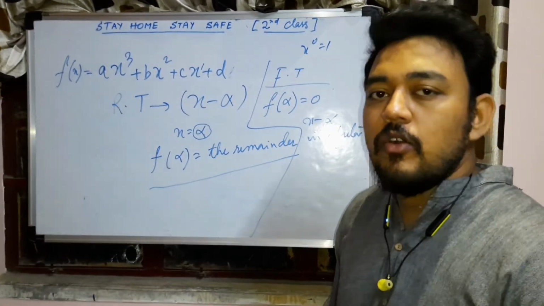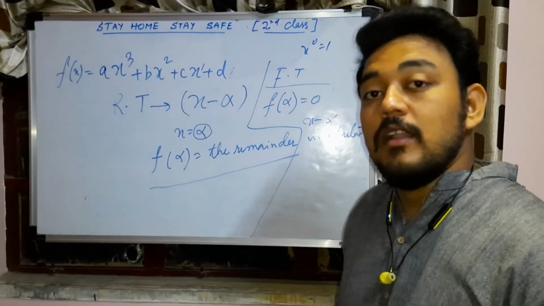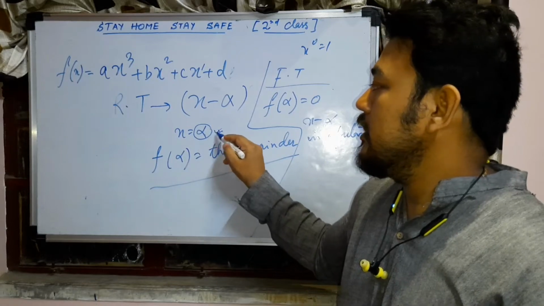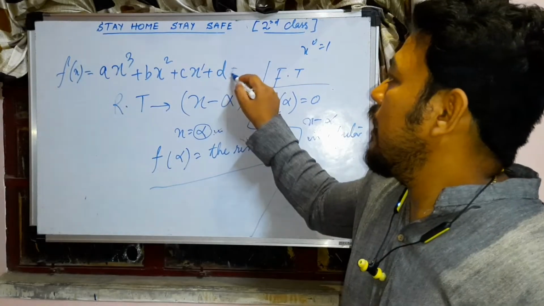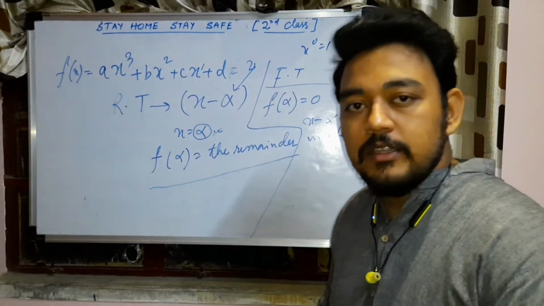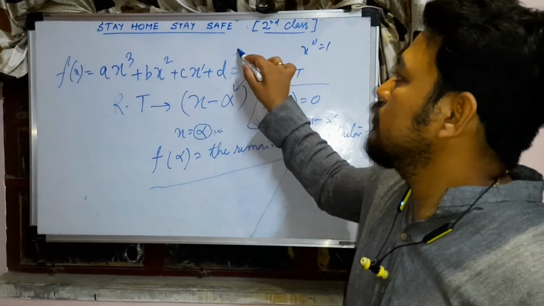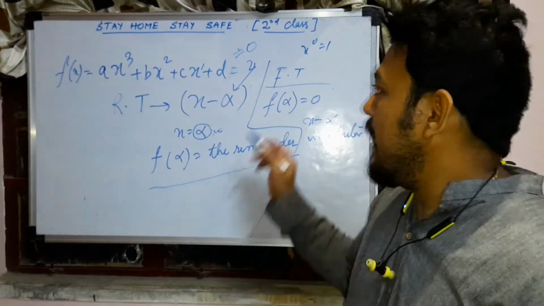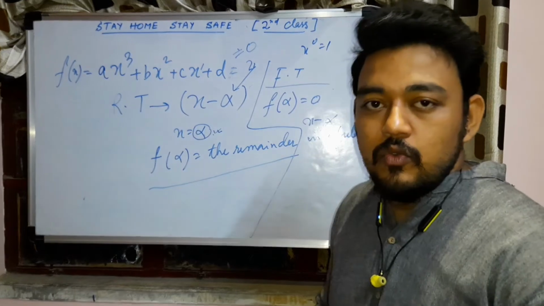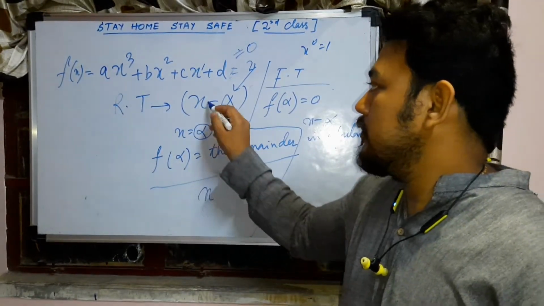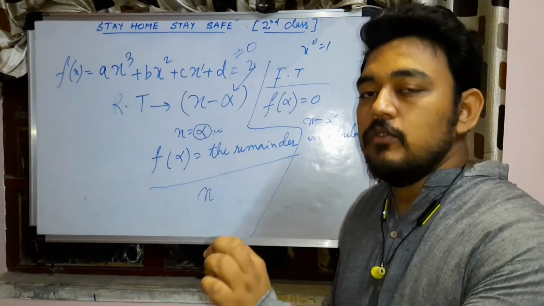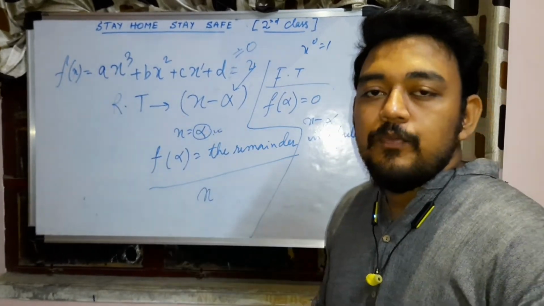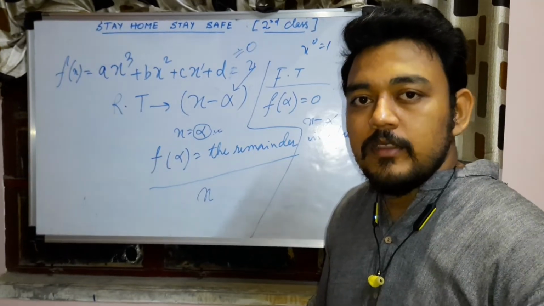Now, in an easy way to understand: if x minus alpha is there, and you take out this x value and put it in the function, if a value comes, then that falls under the remainder theorem, and if that is equal to 0, then it falls under the factor theorem, and that value of x is the root. Putting that value on the left side of the equal sign gives you the factor. Clear?